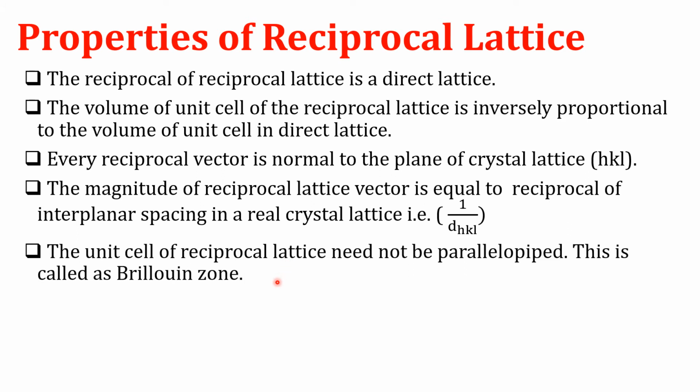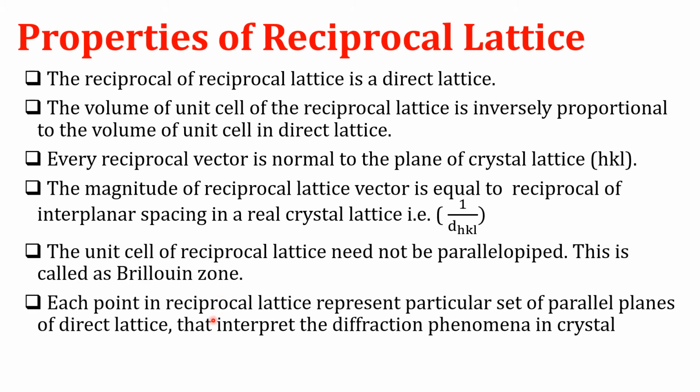Next property is the unit cell of reciprocal lattice need not be a parallelepiped. This is called the Brillouin zone, or it is also called the Wigner-Seitz cell. The details about the Brillouin zone we discuss in the next article. Next property is each point in reciprocal lattice represents a particular set of parallel planes of the direct lattice that interpret the diffraction phenomena in a crystal.